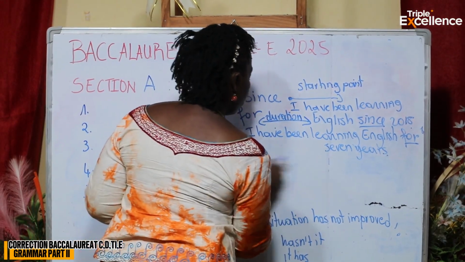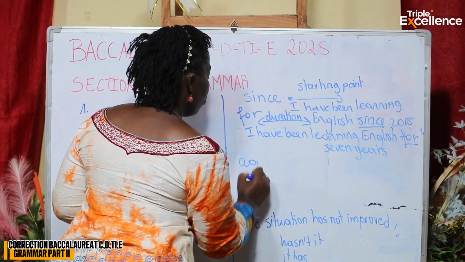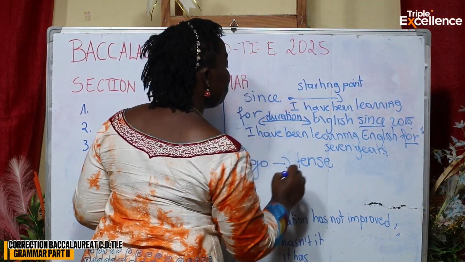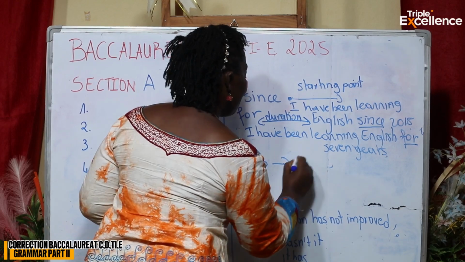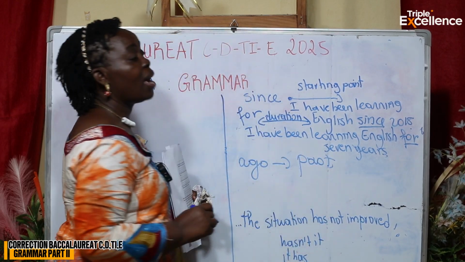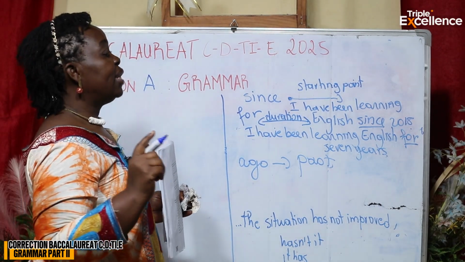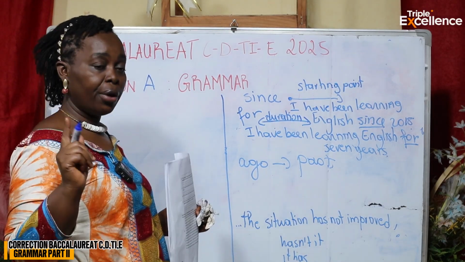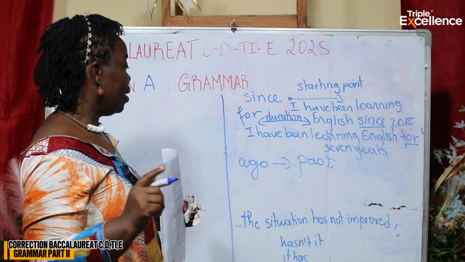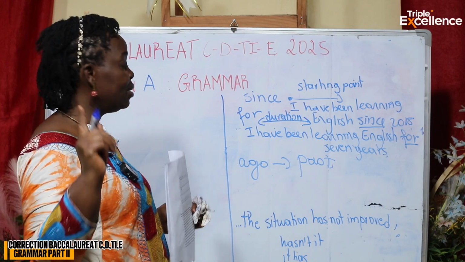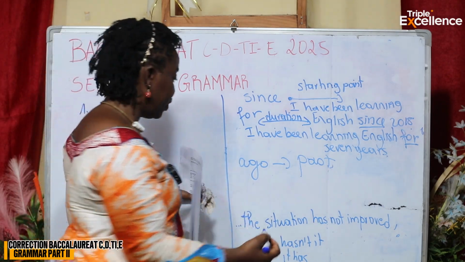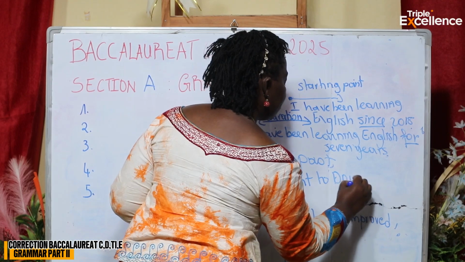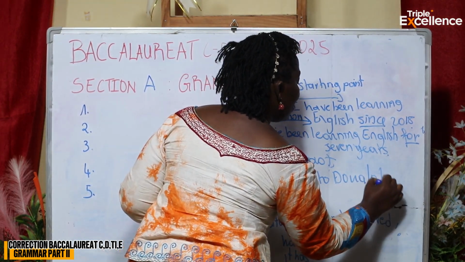And you use ago when you are referring to something which is completely past. You use ago to describe a past action that ended in the past, an action that occurred or took place in the past and ended in the past. For example, I went to Douala yesterday, or I went to Douala last week.